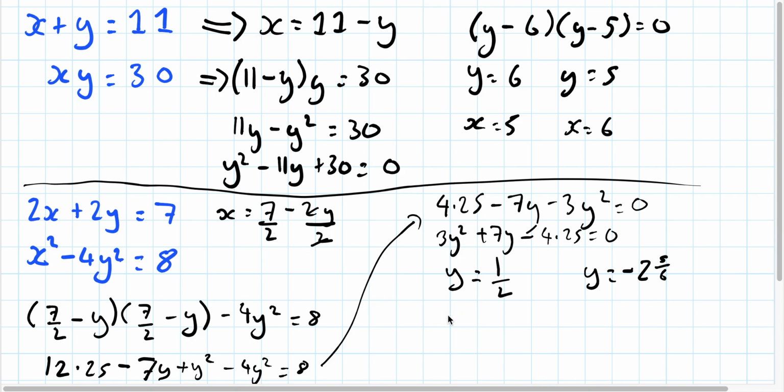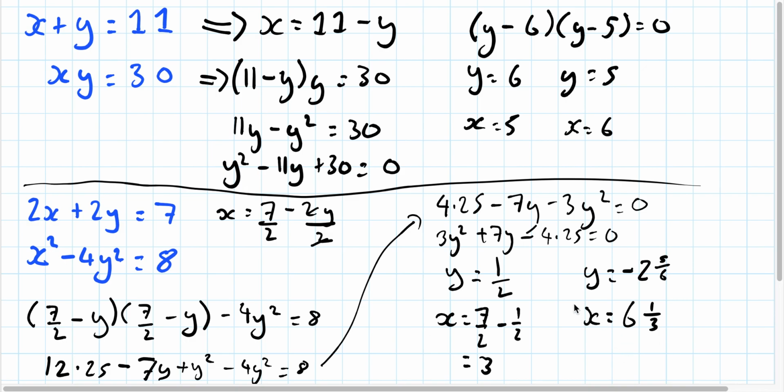So when y equals a half, x equals 7/2 minus a half, which equals 6/2, which equals 3. And then here I do the same thing, 7/2 minus minus 2 5/6, which equals 6 1/3.